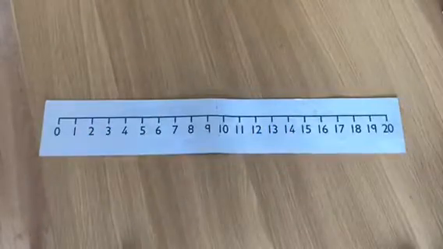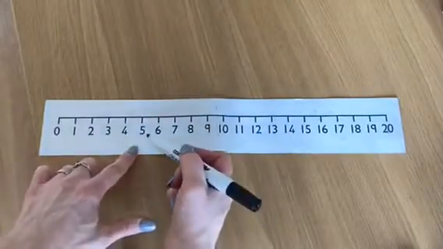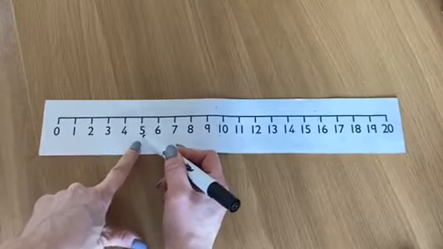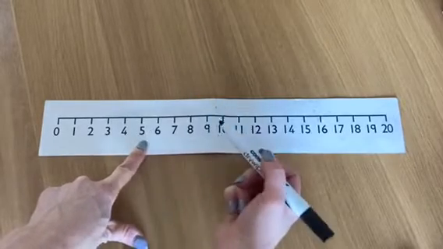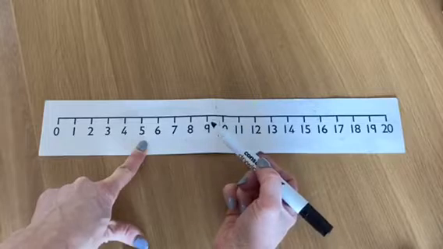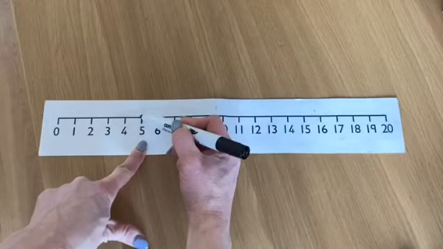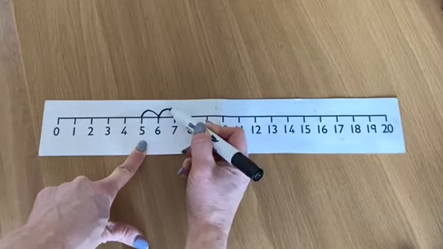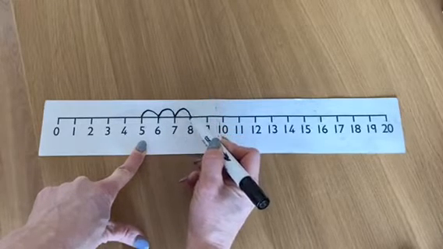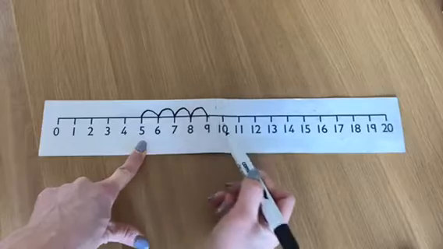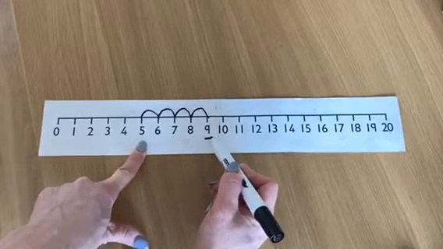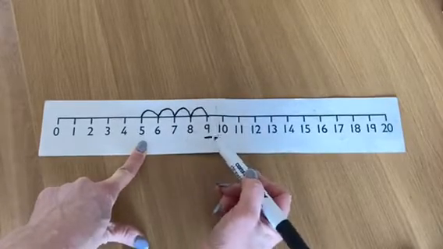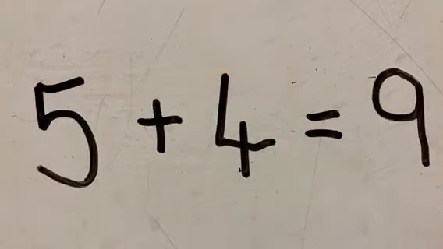So on a number line, it would look like this. We know we had 5 stars to start, and there were 4 in the second group. So we need to jump on 4 spaces. So 5, let's jump on 4. 1, 2, 3, 4. And you can see that we land on the number 9. If you have written your number sentence, this is what it looks like.